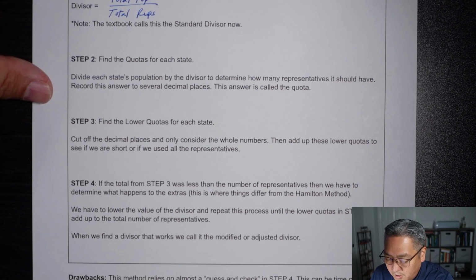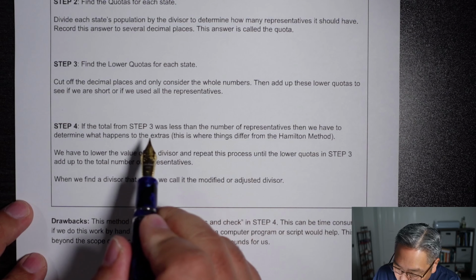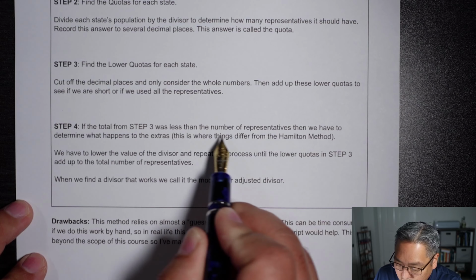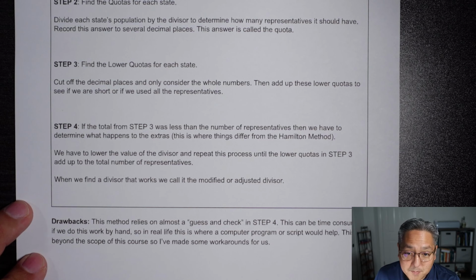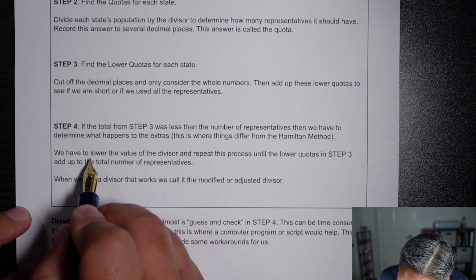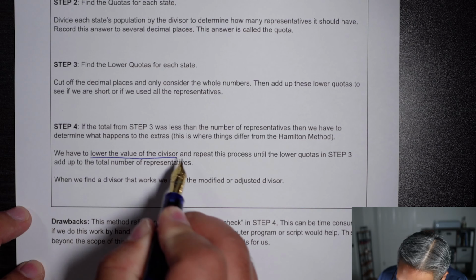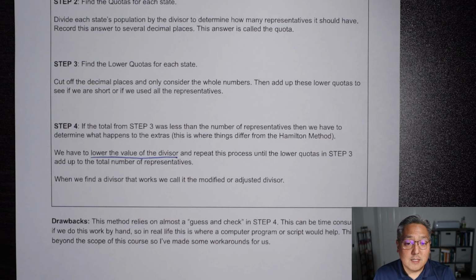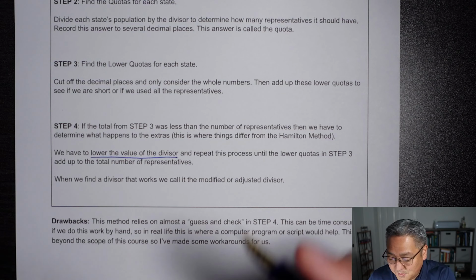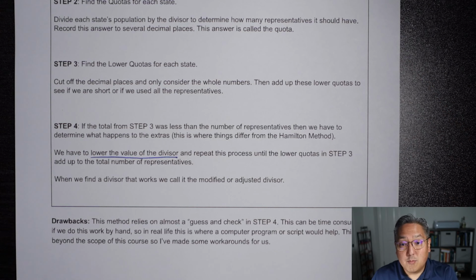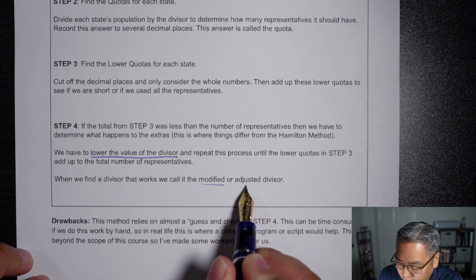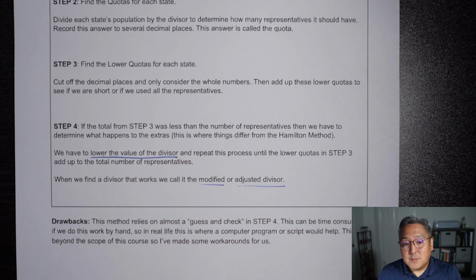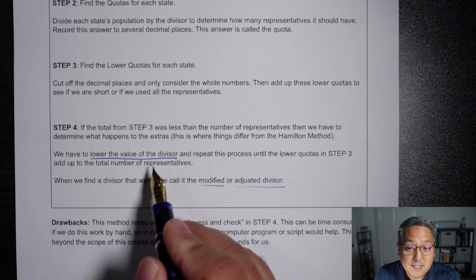The key phrase here that's really important is that if the total from step three was less than the number of representatives that we have to apportion, we will have to lower the value of the divisor and repeat our process until the number of lower quotas in step three adds up to the total number of representatives, okay? And this new divisor that we have is sometimes called the modified or adjusted divisor. Now, how much lower the divisor has to be, that's a guess.